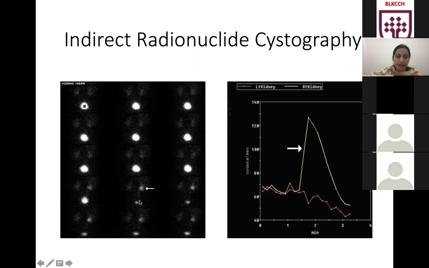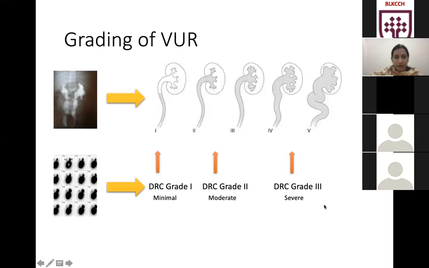Like in this image you see, the contrast has appeared in the bladder, the kidneys have almost lost the contrast, and again as the child voids, a patch appears in the kidney, in the right kidney, that shows right vesicoureteric reflux.